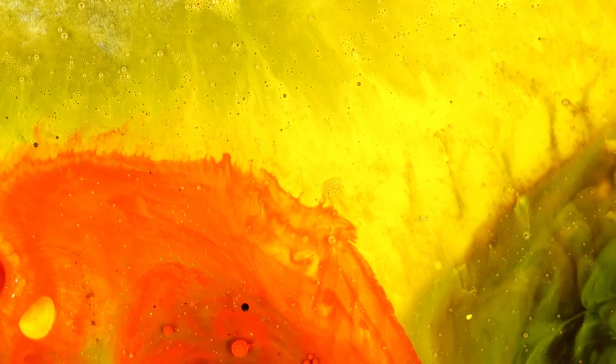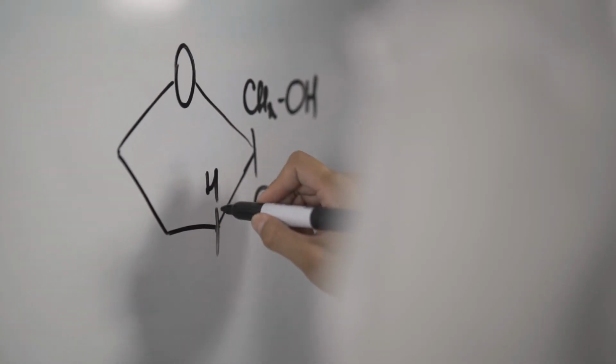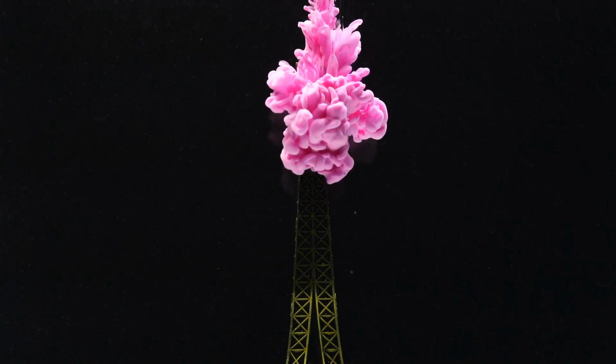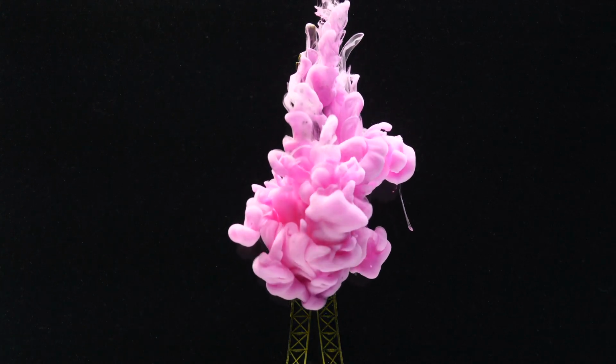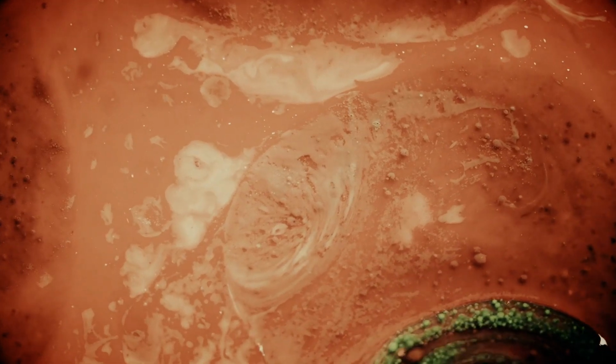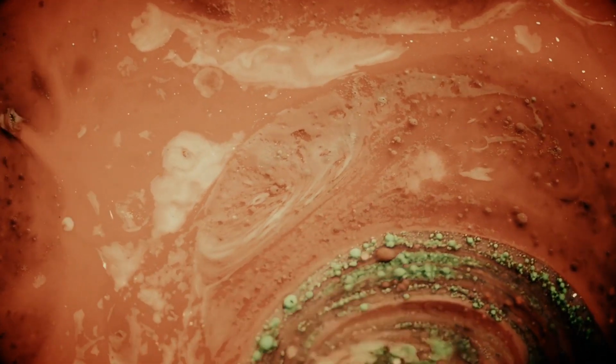Monomers. Polymers start with small molecules known as monomers. These monomers contain double bonds or functional groups that can react with each other to form long chains. Polymerization. The process of forming polymers from monomers is called polymerization. There are two main types: addition polymerization and condensation polymerization.